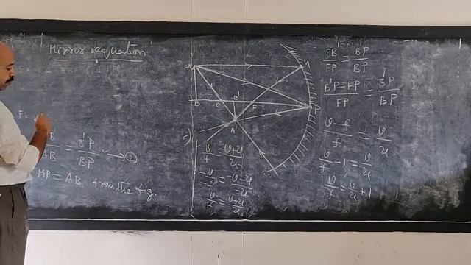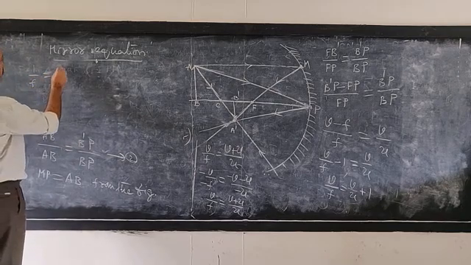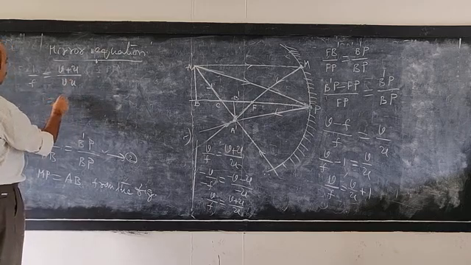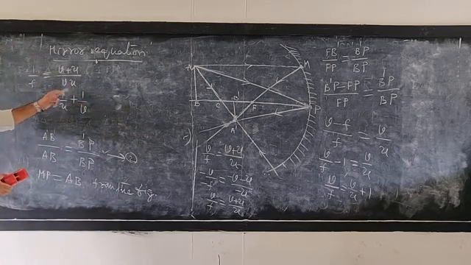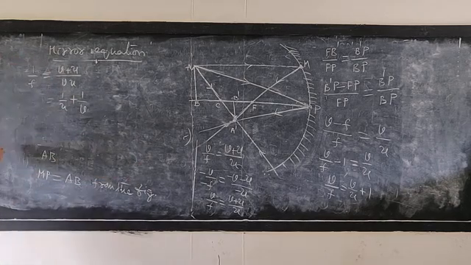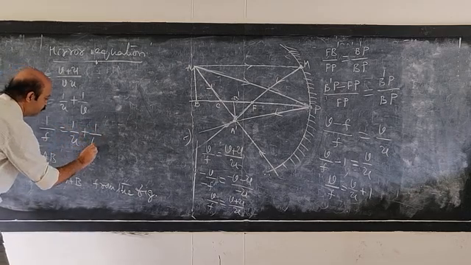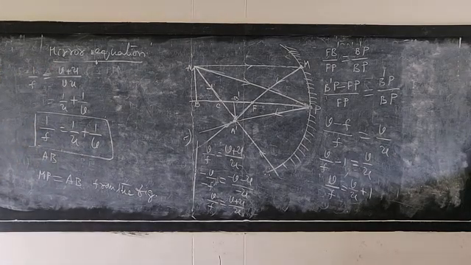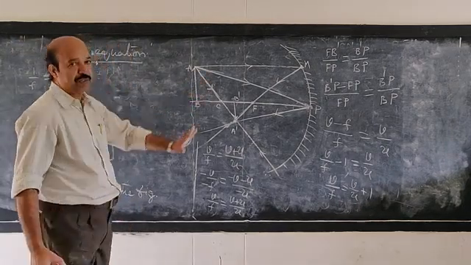Taking that V to the other side, 1 by f is equal to V plus U by V into U. So that is equal to 1 by U plus 1 by V, because if you divide each term by VU, it will be 1 by U and 1 by V. So finally you can write 1 by f is equal to 1 by U plus 1 by V. This equation is known as the mirror equation. Remember which triangles you have taken and how the figure is drawn, that is important.